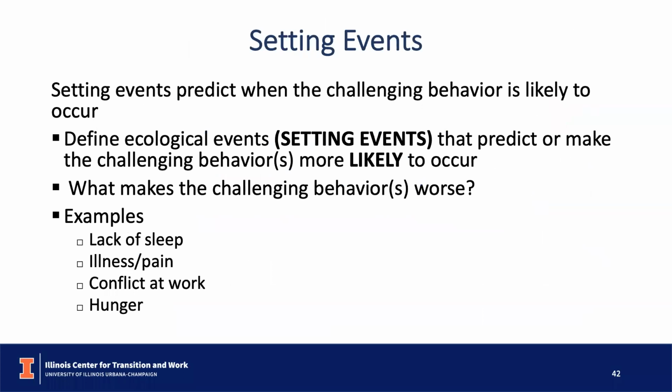And so next we're going to look at those setting events. The setting events are going to be what predicts when the challenging behavior is likely to occur. So you want to define ecological events that predict or make the challenging behaviors more likely to occur. What makes the behavior worse? For example, it may be a lack of sleep the night before. It may be the student doesn't feel well. Maybe there was a conflict at work, or maybe they're hungry.